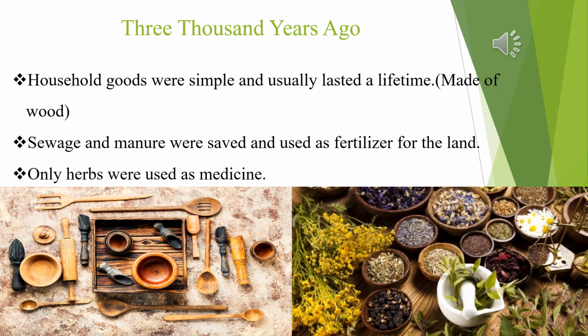1. Household goods were simple and usually lasted a lifetime, made of wood. 2. Sewage and manure saved and used as fertilizer for the land. 3. Only herbs were used as medicine. Dear students, hope now you are well aware of the condition of people and environment prevailing about 3,000 years ago.